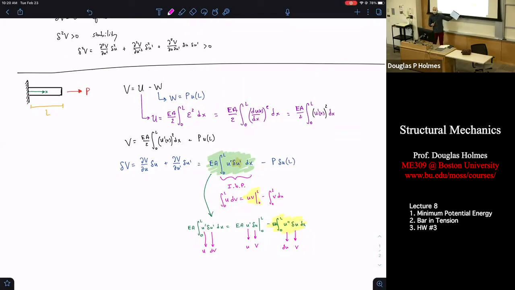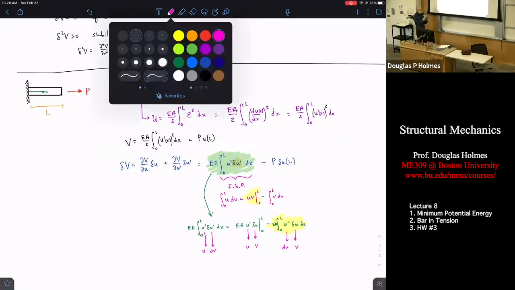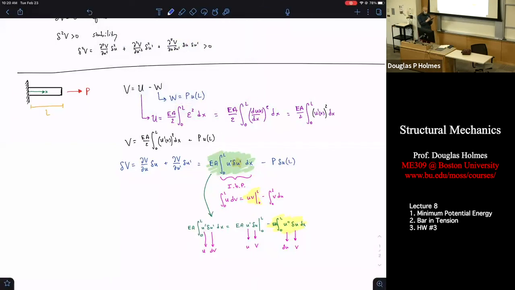Does this make more sense to folks, seeing this now? Okay. Now we can go back and say, now I have the first variation. I'm going to explicitly write this out. And by that, I mean I'm going to take this term and remind you what this term means, because it's going to be useful for us.